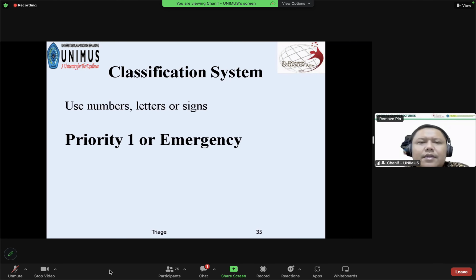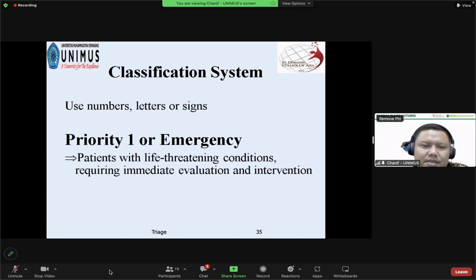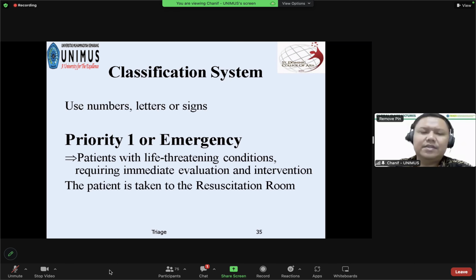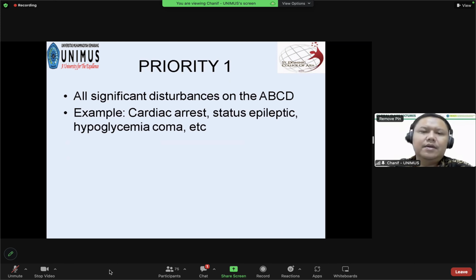Okay. For the classification system, using numbers, letters or signs, priority one is emergency. Patients with life-threatening conditions require immediate evaluation and intervention. The patient is taken to the resuscitation room. After we triage the patient, the patient is placed in the resuscitation room. Waiting time is 0 minutes, immediately. All significant disturbances in the primary survey.